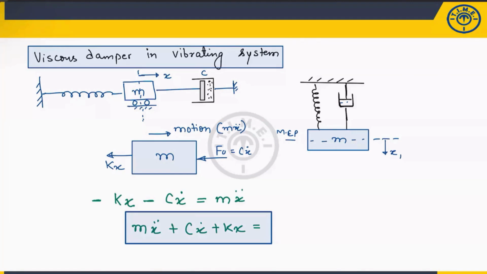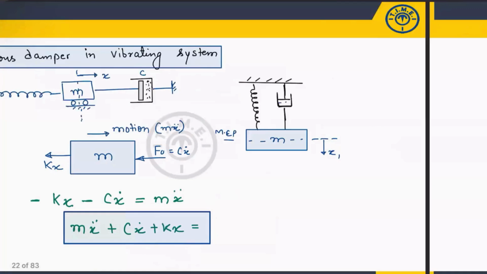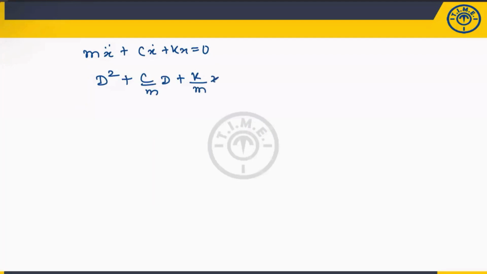Now this is also a differential equation. Once you solve, you will get some roots of the differential equation, and you know how you will calculate. You just divide by the mass here. So let us suppose you got the equation as m x double dot plus cx dot plus kx is equal to 0. So just divide by m here. So it will become D square plus c by m D plus k by m into x is equal to 0. What is D here?